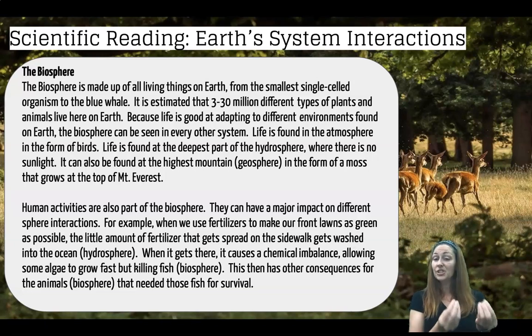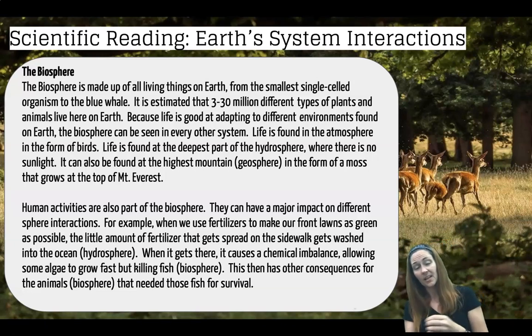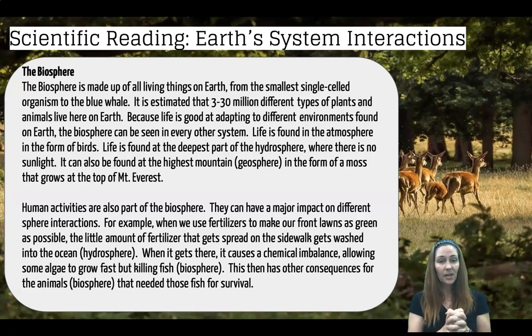And it allows some algae to grow fast, but killing fish as well. This then has other consequences for the animals that needed those fish for survival. So this chain reaction. That also talks about littering and how those get washed into the ocean and all the consequences that have. Or just driving cars, right? Human interactions, we have pollutants that then go in our atmosphere. So we really got to start thinking about how we're impacting everything throughout our spheres.